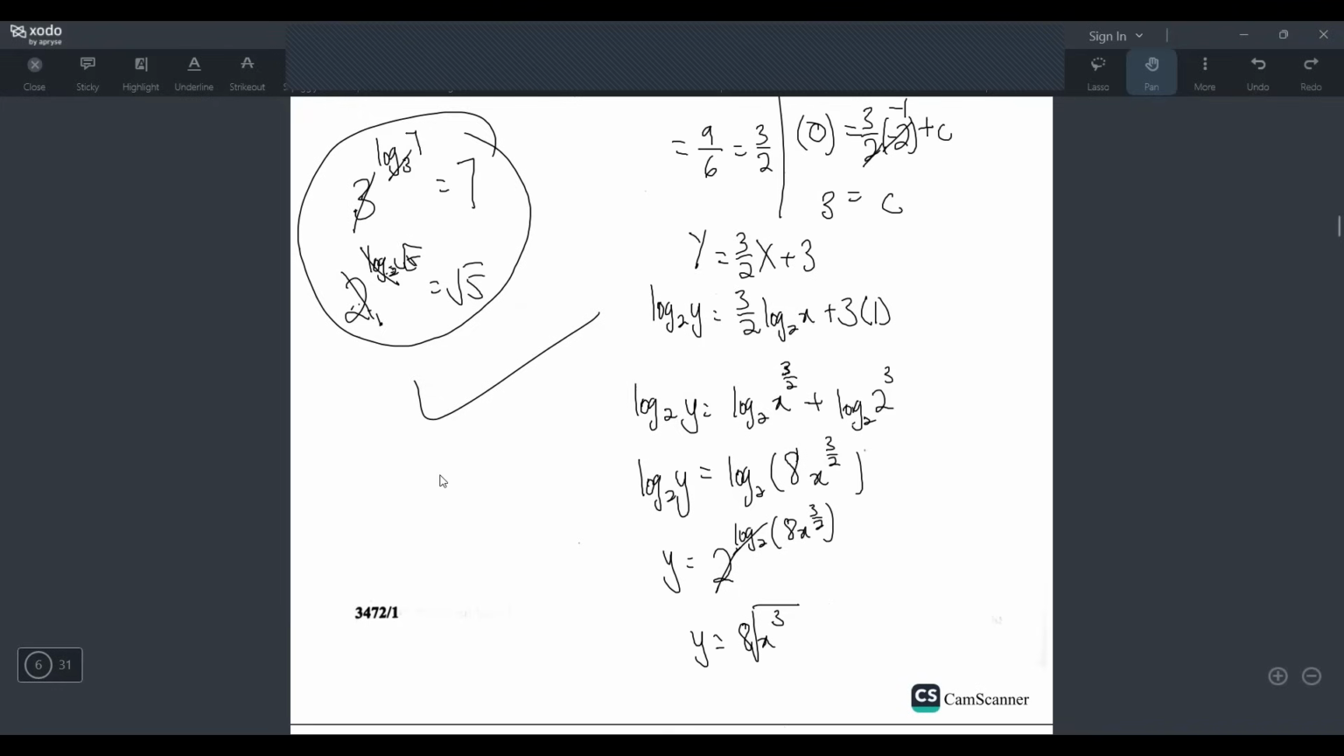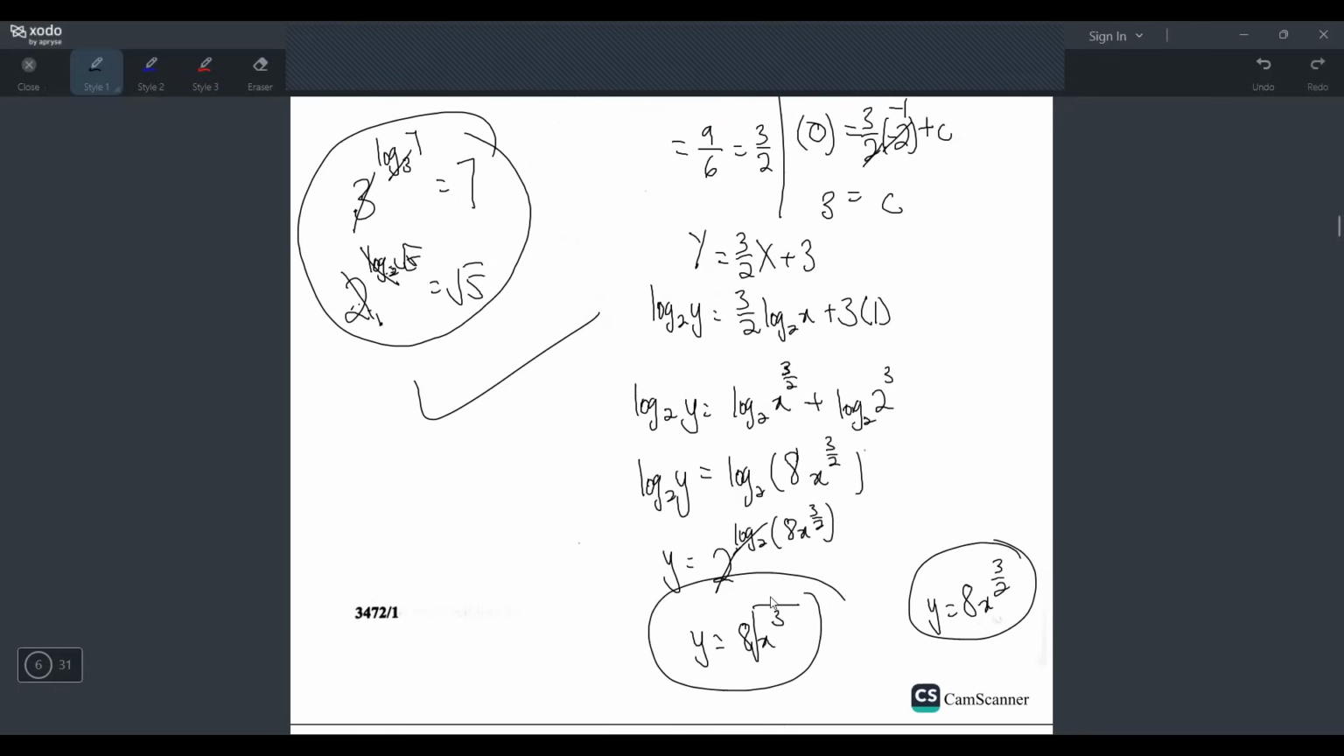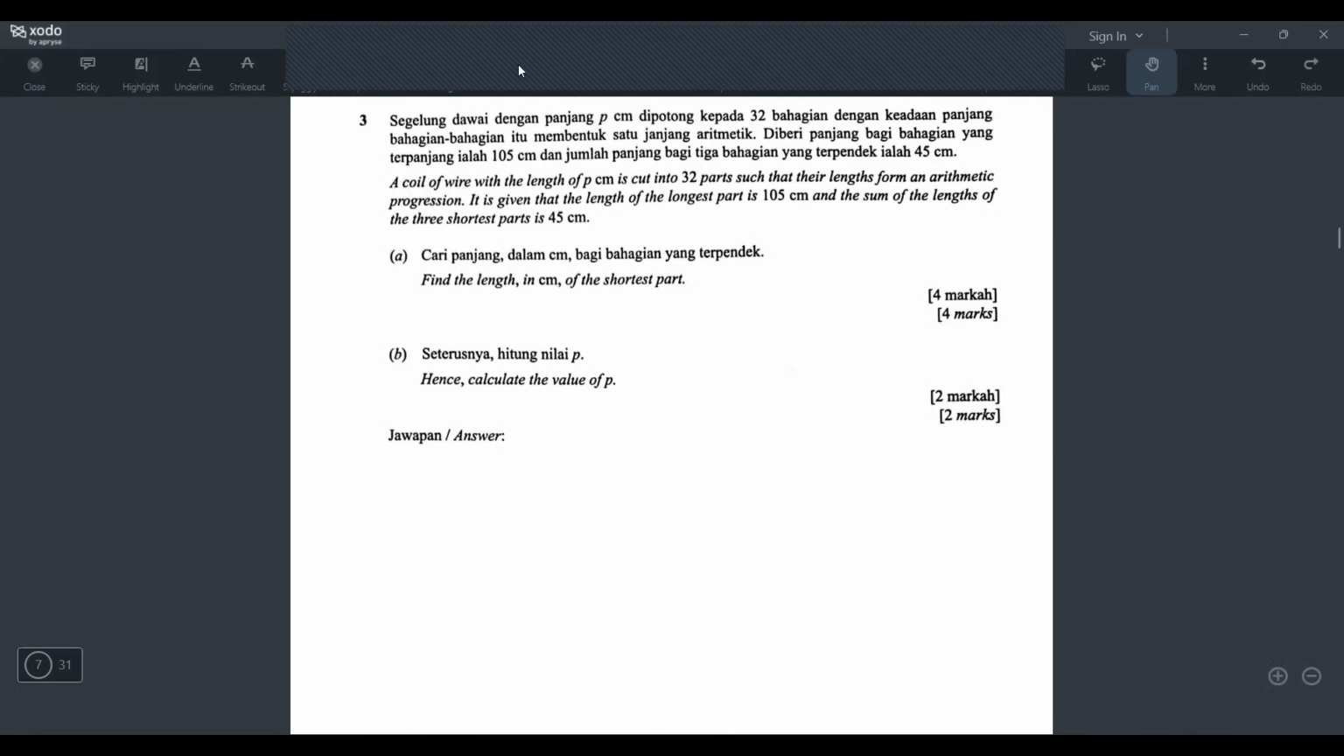Okay, I am looking at the scheme. The scheme actually reads like this, 8x power 3 over 2. But I want you to know this one and this one are the same thing. So you can write it this way too, up to you. Okay, all right, that's all.